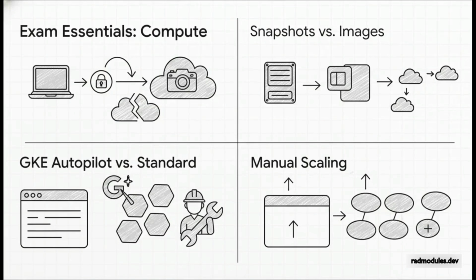Automation is awesome, but let's be real. The exam is going to hit you with some manual tasks. You need to get your hands dirty with this stuff, like connecting to a VM securely using IAP, Identity Aware Proxy. This is key because it means no public IPs.